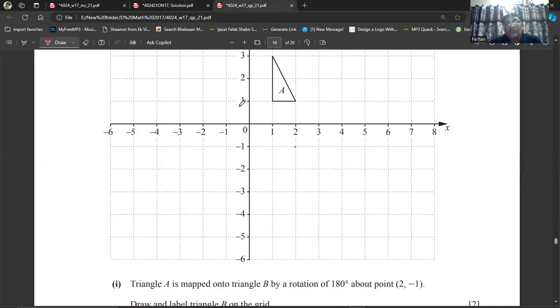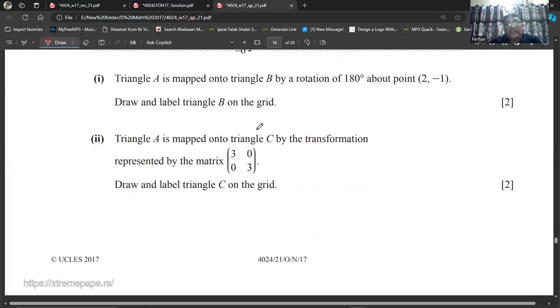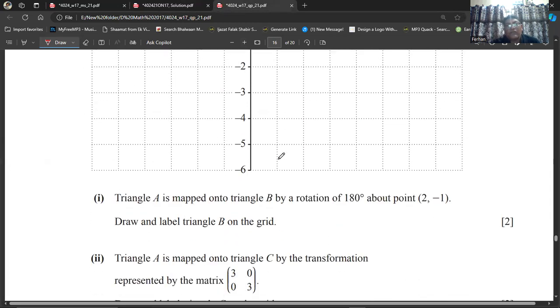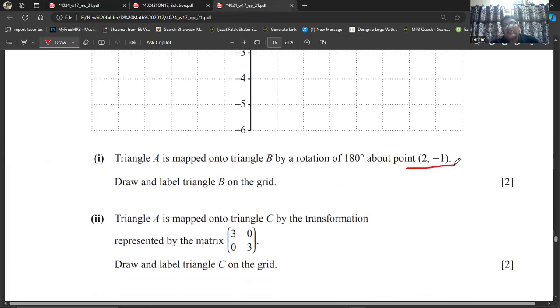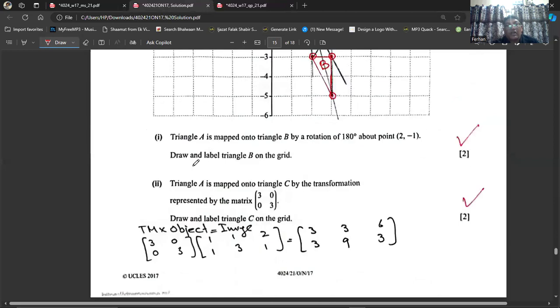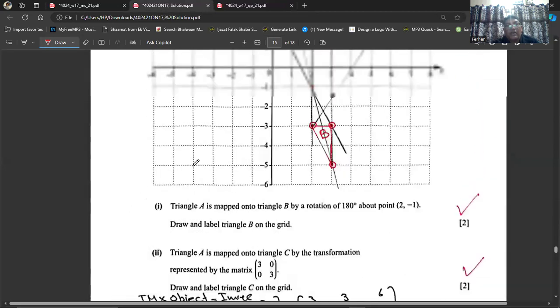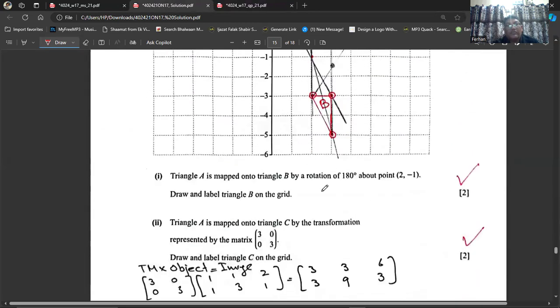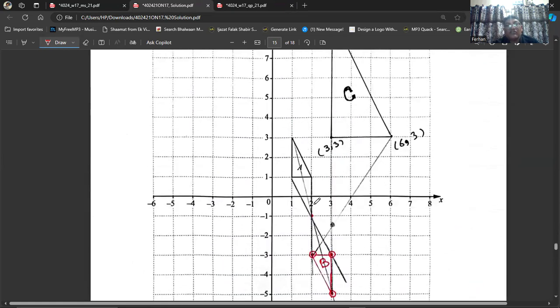Okay. So if you want to rotate it, how much? 90. Triangle A is mapped onto triangle B by a rotation of 180 degrees about (2, -1). Draw and label a triangle B. Okay. The center of the rotation is (2, -1). So because here the rotation is of 180 degrees, this is the center of rotation (2, -1).